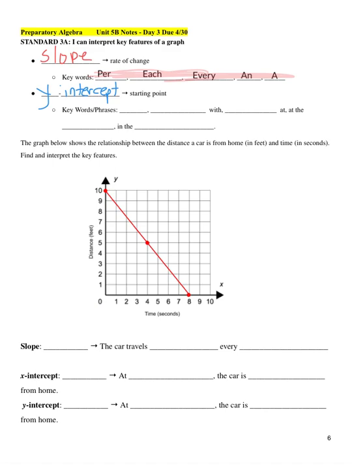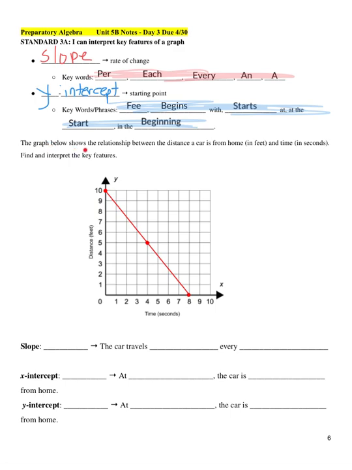Keywords for the Y-intercept are: fee, begins with, starts at, the start, or in the beginning. These are words that represent the Y-intercept in a given situation. So please make sure that you have those written down. And then let's look at this graph and practice using a graph to identify the rate of change, your slope, and what this graph represents in the real world. That's what this is about.